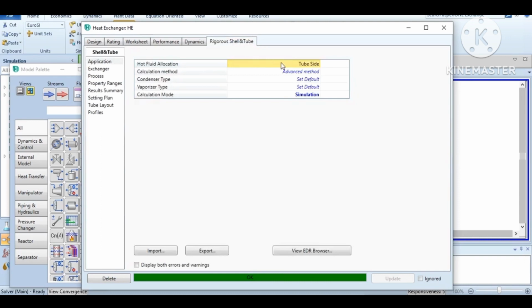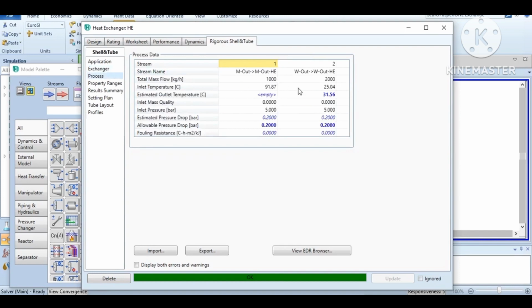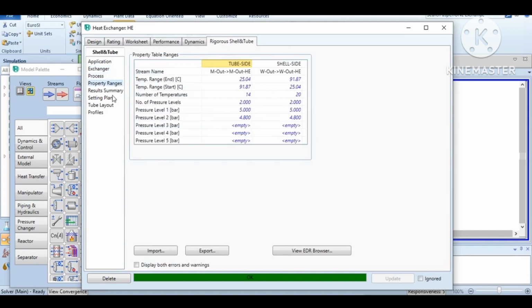Hot fluid is allocated to tube side, calculation method is advanced, condenser and vaporizer types are default, and calculation mode is simulation. Going to heat exchanger, front head type, shell type, rear head type. It means all the information is given to you over here as well. Shell orientation, exchangers in parallel, tube side passes, tube OD, length, effective tube area. Similarly the process, property ranges, and so on.